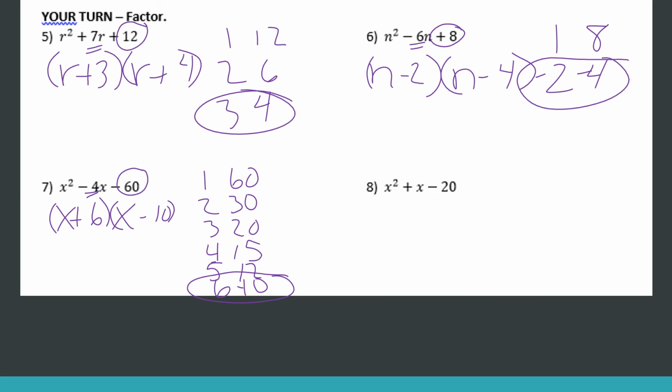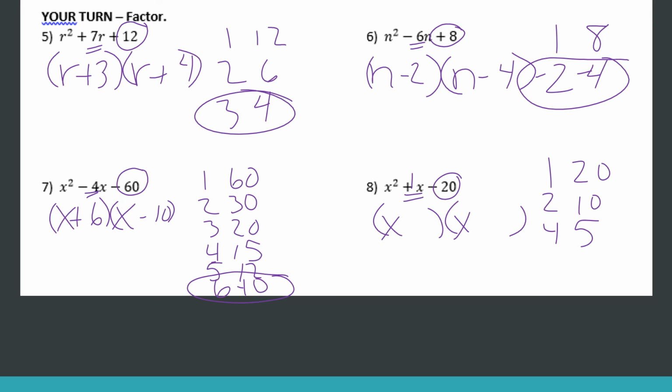Okay. All right, moving on to number 8 here, set up my 2 parentheses. I need x times x in the front to give me that x squared, and I want the factors of 20 that give me, there's no number there, so remember that's a 1. So I need the factors that add or subtract to give me 1. So 1 and 20, 2 and 10, 3 doesn't go in there, 4 and 5 go in there.